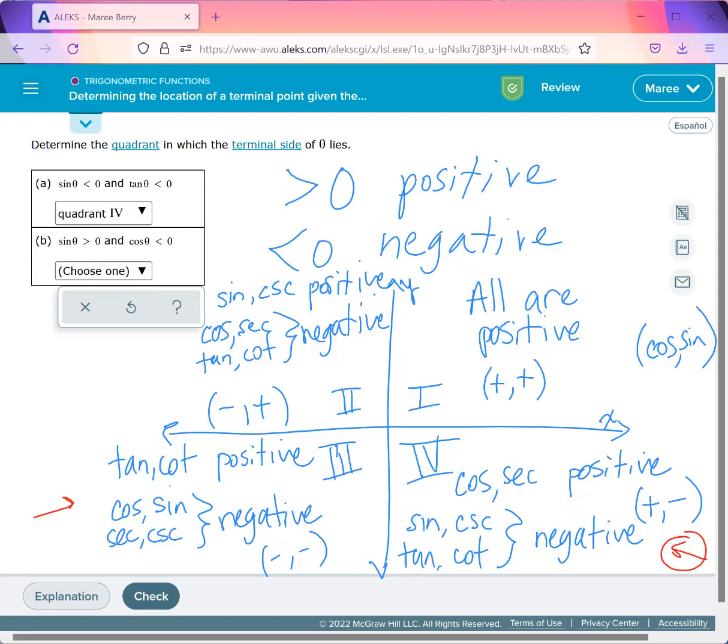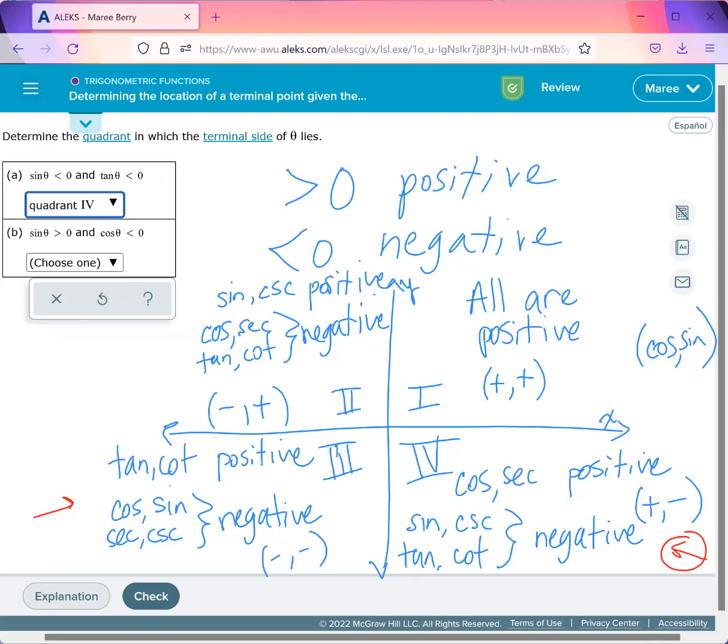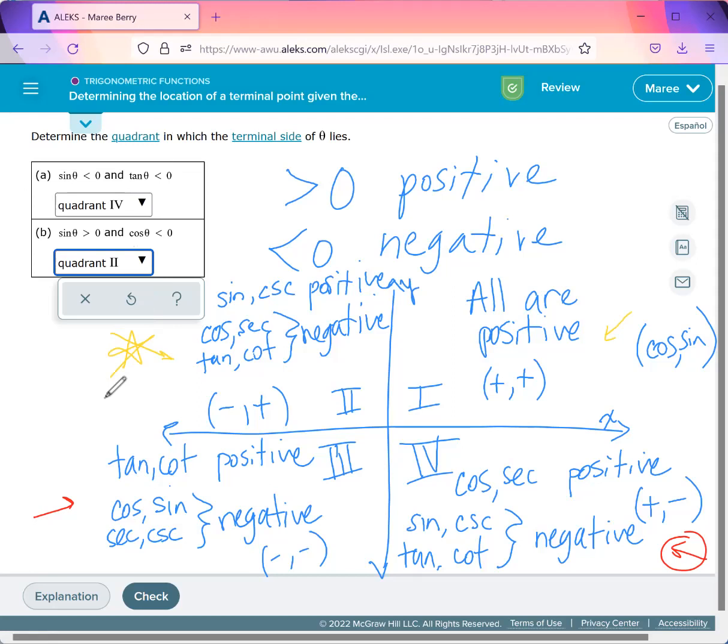And then here, our second one, we have our sine is positive. So sine is y, it's positive either in quadrant 1 or quadrant 2, but our cosine is negative. That's our x value, so it has to be quadrant 2. Let's click that correctly. Boom, check.